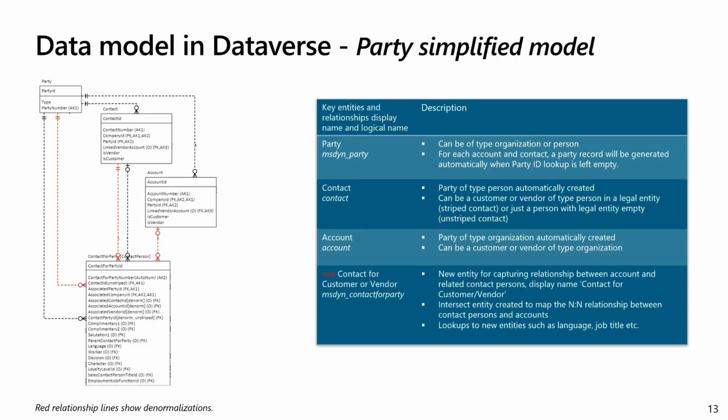Certain entities represent roles that are performed by parties, with examples being worker, vendor, contact, or customer. For each contact and account created with the lookup of party ID left empty, a party record will be generated.